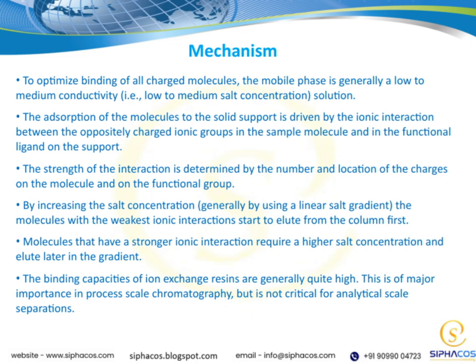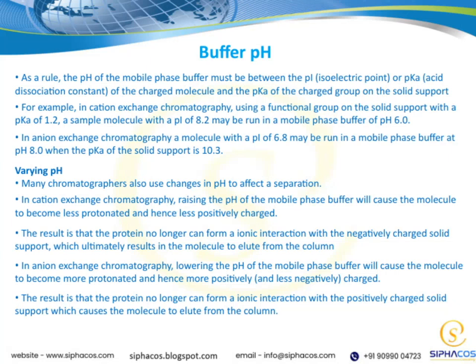It's also important to note that ion exchange resins generally have a high binding capacity. This is especially critical in process-scale chromatography, where handling large amounts of material is necessary. For analytical scale separations, however, this capacity is usually more than enough and not as critical. Overall, this mechanism allows us to selectively elute molecules based on their ionic properties, giving us a powerful tool for purification and analysis.